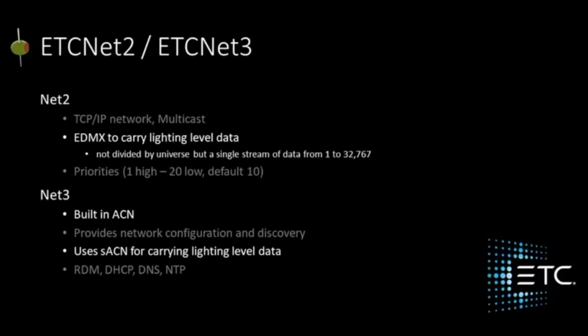So there's a priority structure just like ACN, but it's got 20 steps instead of 200. Net3 is built in ACN, so the Net3 protocol lives in the ACN wrapper. And it uses streaming ACN to carry the lighting level data, right? So as we go from our console to our gateway, that's streaming ACN. Any streaming ACN capable gateway can pick up that same stream.